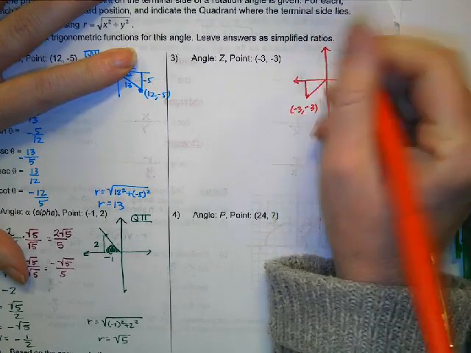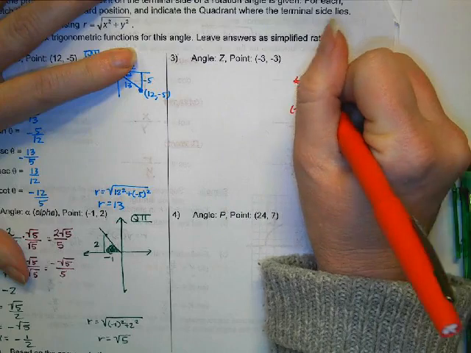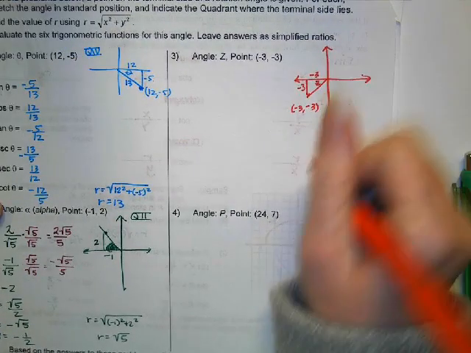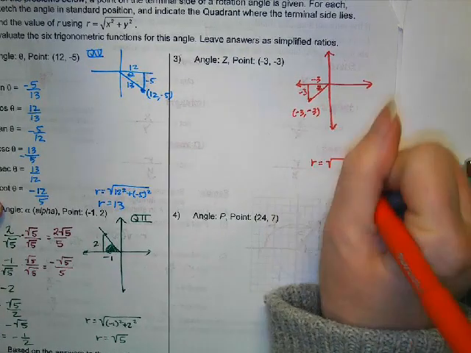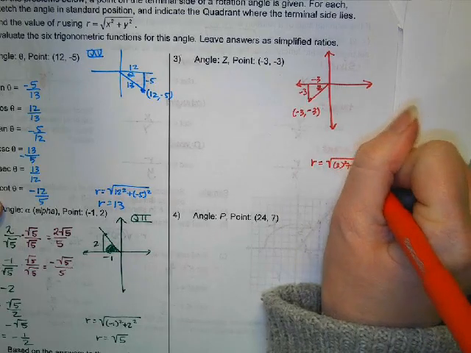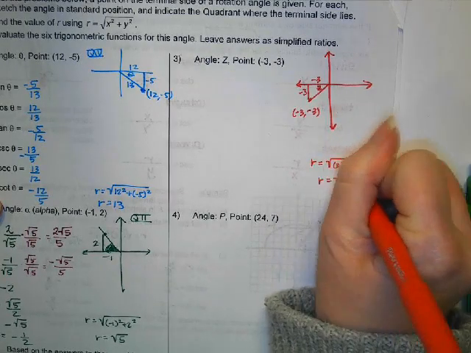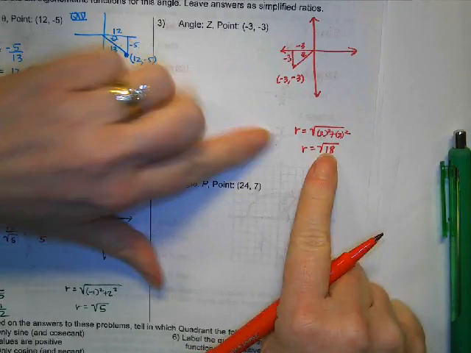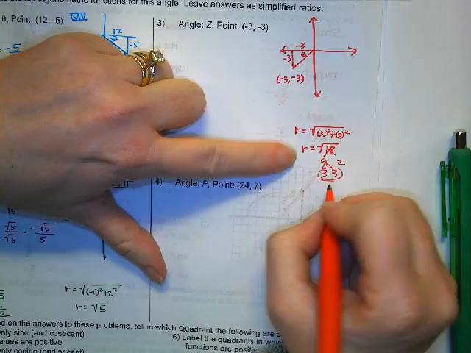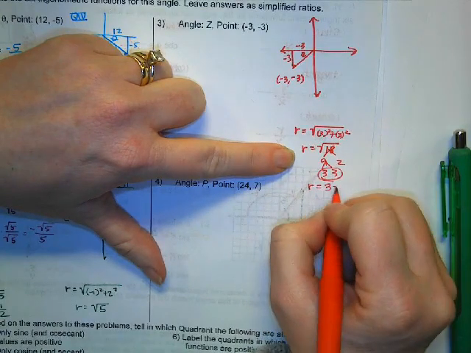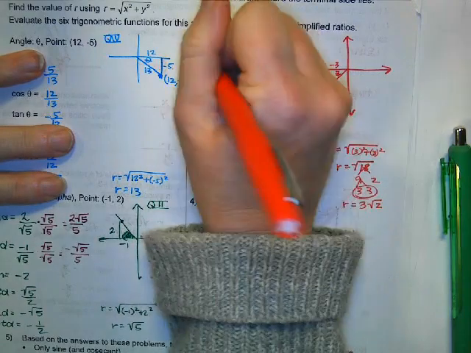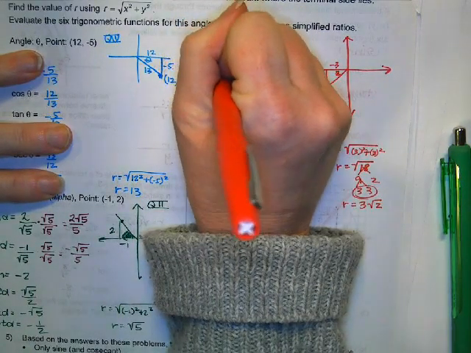Draw my triangle. Make this angle Z, negative 3, negative 3. This is an isosceles triangle, so I'm going to plug in to find my radius. It's going to be the square root of 18. Now, that breaks down into 9 and 2, 3 and 3. Group of 3 stays on the outside. So my radius ends up being 3 square root 2.